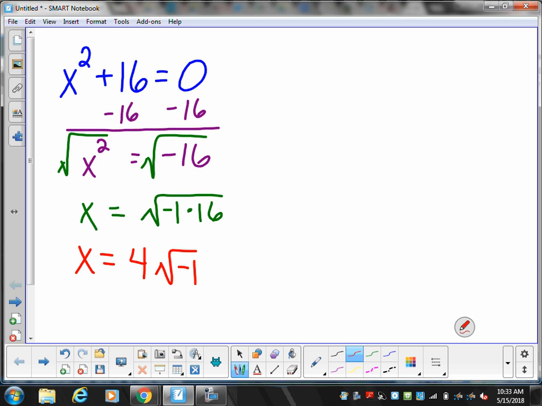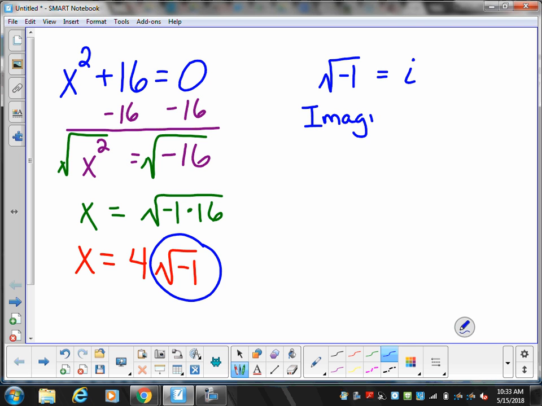So here's kind of a special deal on that. The square root of negative 1. When you see this in math, you're going to see it as a lowercase letter i. The square root of negative 1. And it's the what? It's an imaginary number.